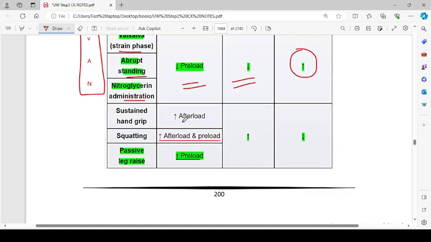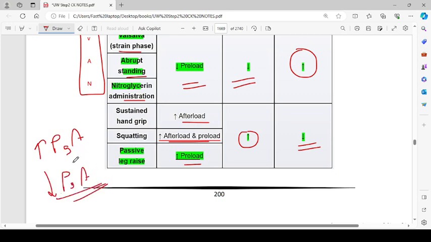Sustained handgrip causes an increase in the afterload. Squatting increases afterload and preload, and passive leg raise increases the preload. All of these situations increase the left ventricular volume and thus decrease the murmur intensity. So if you want to decrease the murmur intensity, increase both preload and afterload. And if you want to increase the murmur intensity, decrease the preload and afterload. So this is how it works.